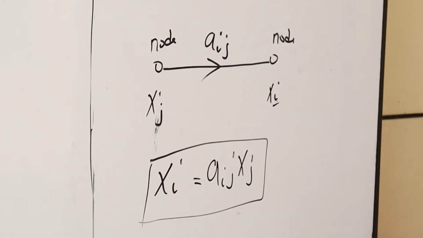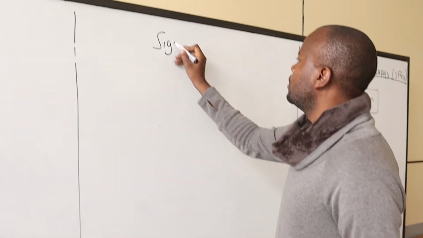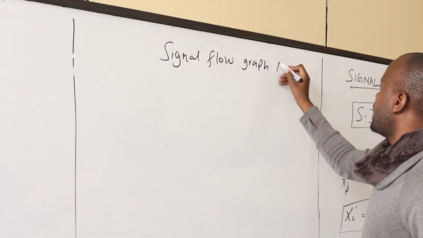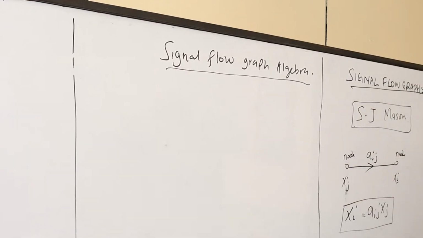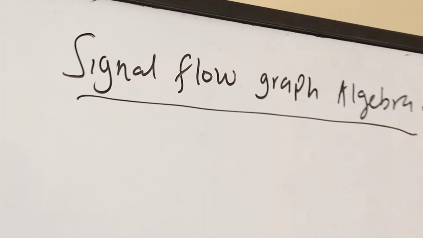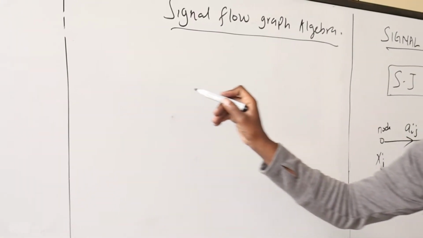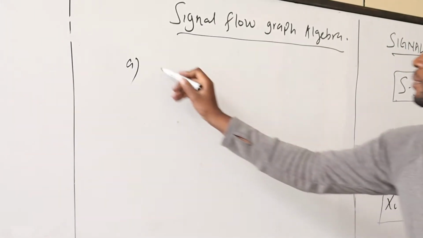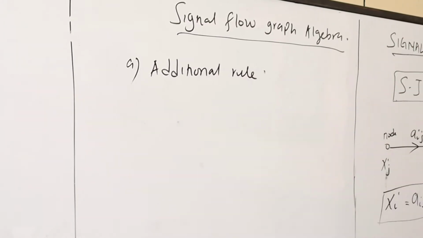I want us to look at signal flow graph algebra. When we talk about signal flow graph algebra, we are going to look at the three rules that are always used in signal flow graphs. The first rule that we are going to look at is what we shall refer to as the addition rule.